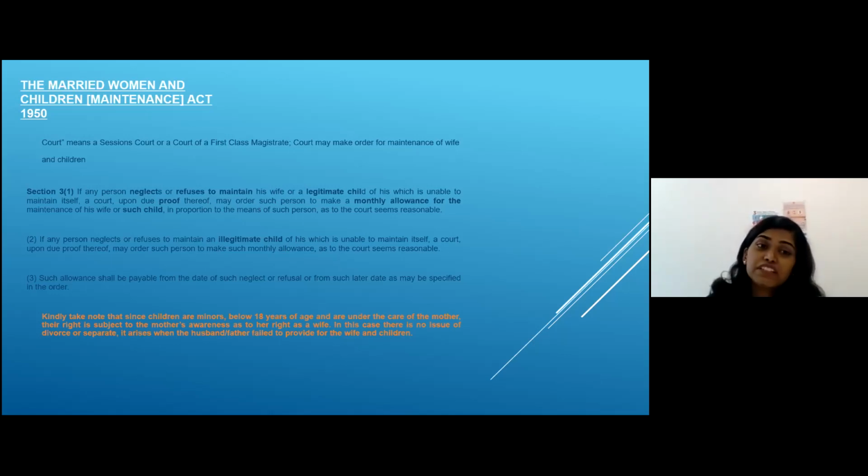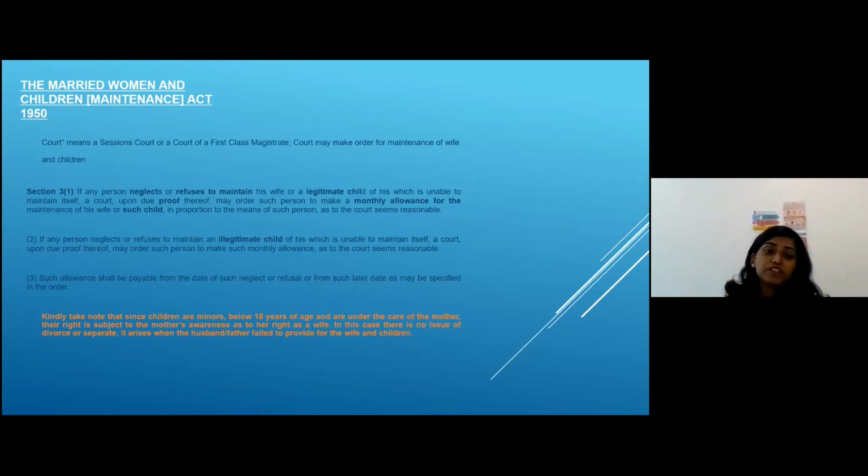And if a person neglects or refuses to maintain an illegitimate child which he is able to maintain, a court, again upon proof thereof, may order such person to make a monthly allowance. So it applies to both legitimate and illegitimate children. There's no difference. And such allowance should be payable from the date of such neglect or refusal, or from such later date as specified in the order.